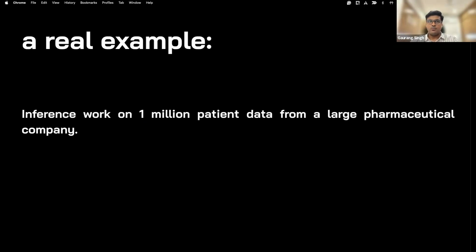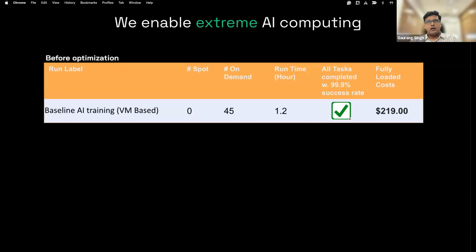So we analyzed 1 million patient data of a pharmaceutical company, right? And this is what they were doing earlier to us. This is the model. They were using 0 spot nodes, 45 on-demand nodes, and the job ran for 1.2 hours, right? All the tasks are completed. It cost them around $200, right?